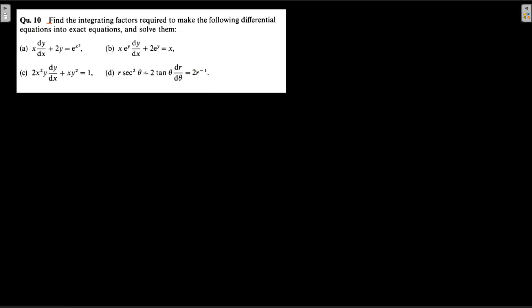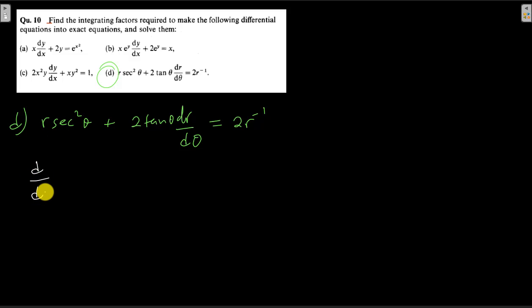Okay, so let's do our last example here. It's part D. So there we go. r sec squared theta plus 2 tan theta dr d theta equals 2r to the negative 1. So let's try that out. Let's take some trials of exact differentials. Let's try to see what could be the likely exact differential for this.